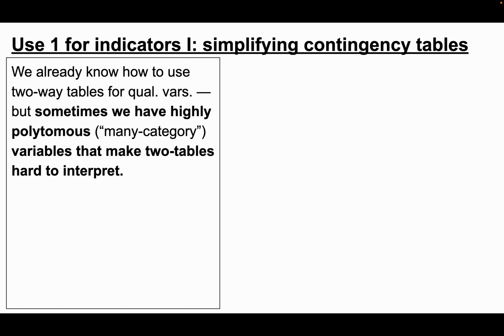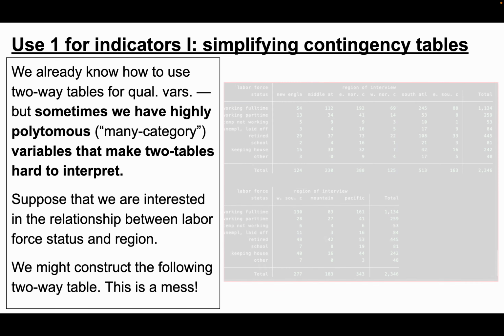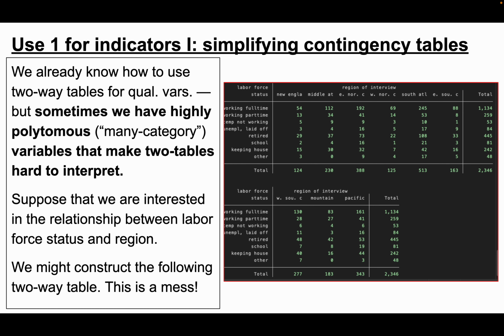So we already know how to use two-way tables, but sometimes when we have these really highly polytomous variables, two-way tables are hard to interpret. So let's suppose that we're interested in the relationship between labor force status and region. We might construct the following table in Stata. I've seen tables like this already in the homework. I see them every semester teaching this class.